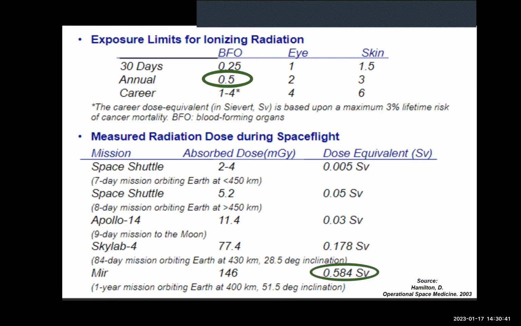Reproductive organs, especially in females, are more sensitive. So there's actually yearly limits based on this for exposure to radiation, and there's gender differences as well as lifetime limits. And so we can see already when we look at a previous Mir mission, the 1 year limit was exceeded for blood forming organs by a little bit.